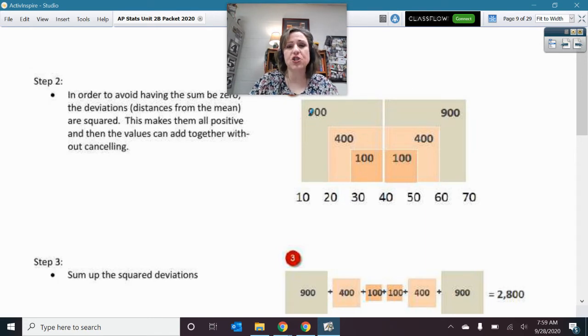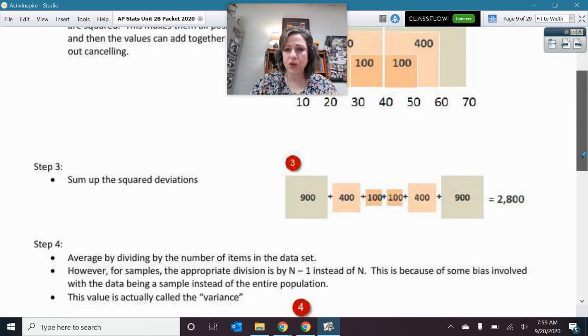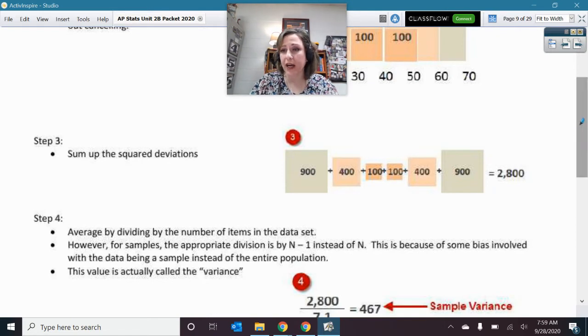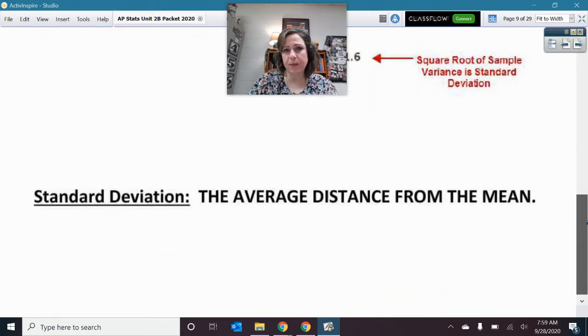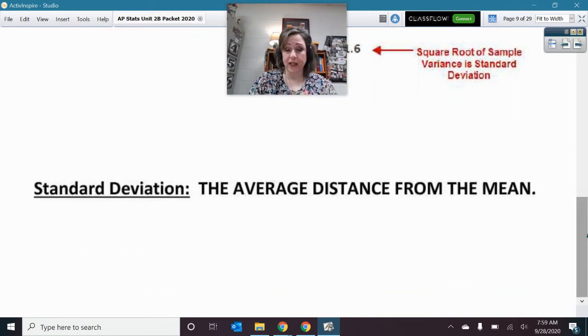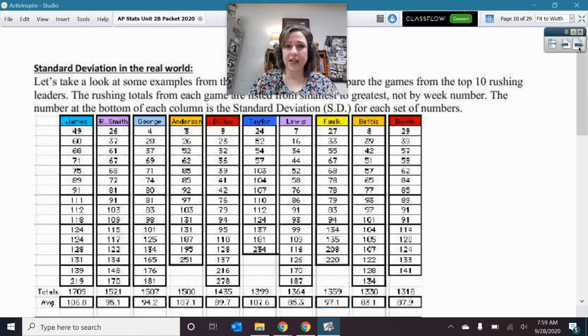See, here we have those squared distances. Okay, we sum up those squares, and then we divide by n minus 1. That gives us the variance, and then we square root it to get the standard deviation. It's basically just an example of that formula I already went over with you. So standard deviation, average distance from the mean. Okay. So now here is another example of standard deviation in the real world.